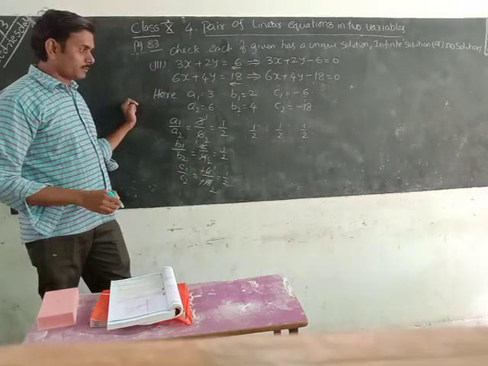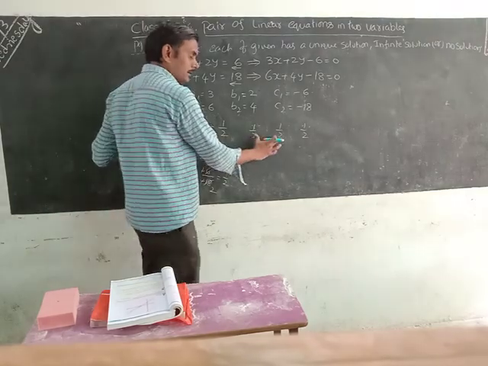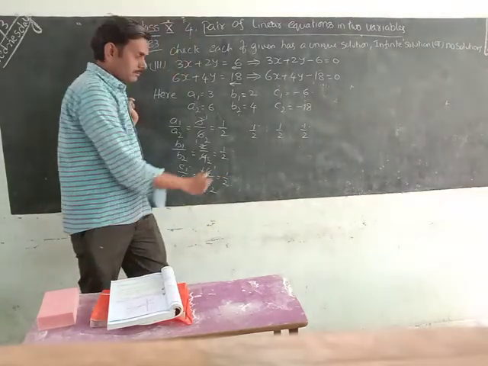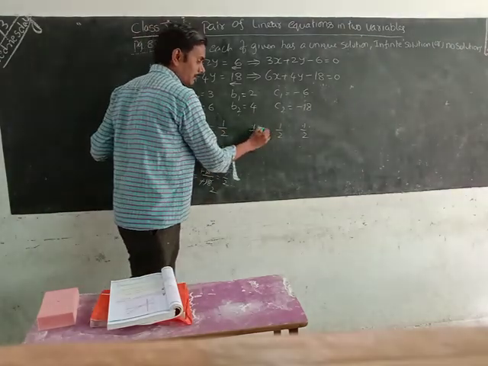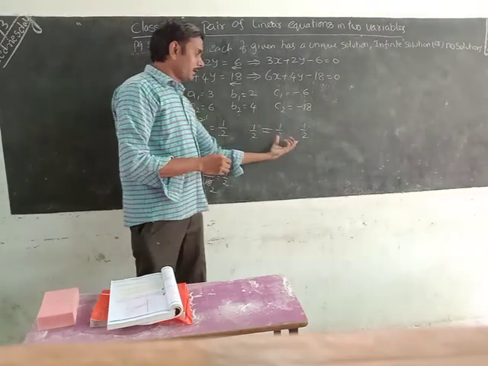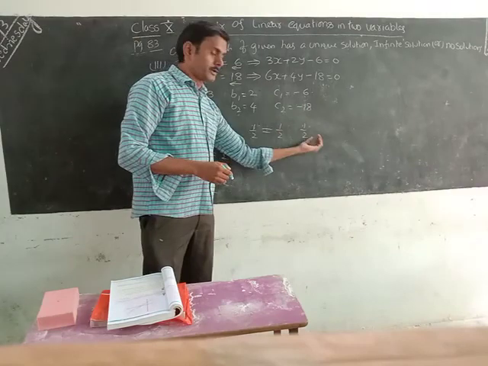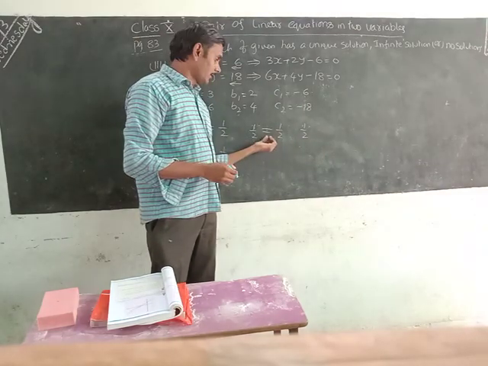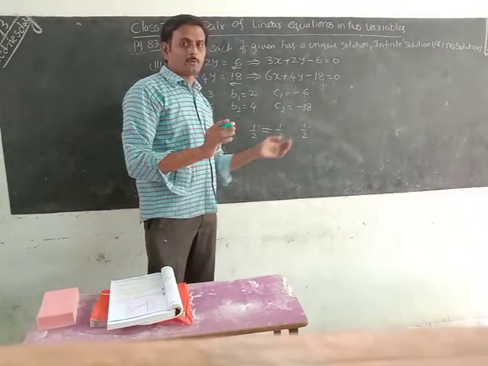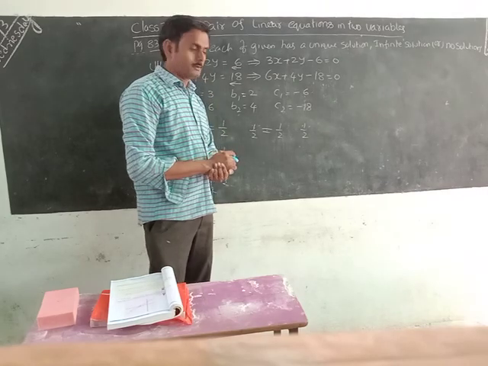Here 1 by 2, 1 by 2, 1 by 2. What is the relation between these two? Equal or not equal? 1 by 1, 2, equal relation. Comparing these two, 1, 1. If you are getting equal, then only go for the comparison of the third one. Here we are getting not equal, so no need to compare the second.